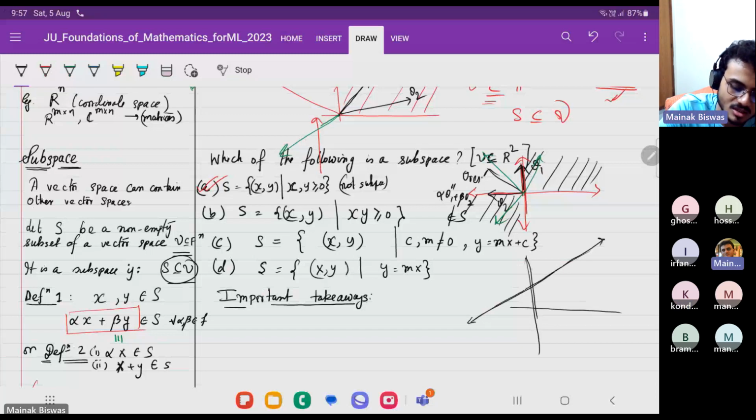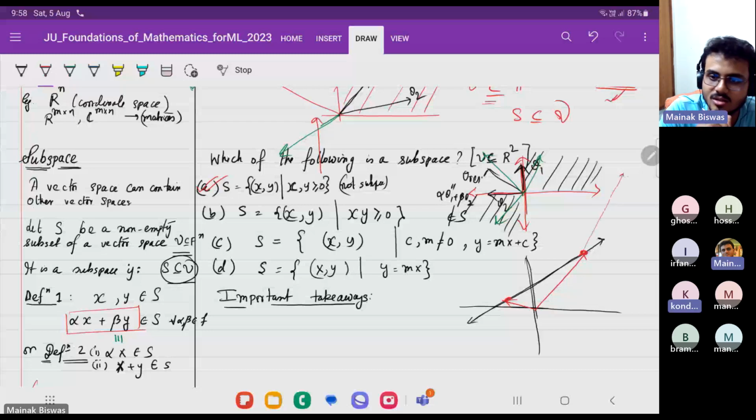So all the vectors must be present on this line, right? But if I scale this vector this way, if I just scale it, it is not present on this line. Do you agree? Just alpha times x is not belonging to this vector space.